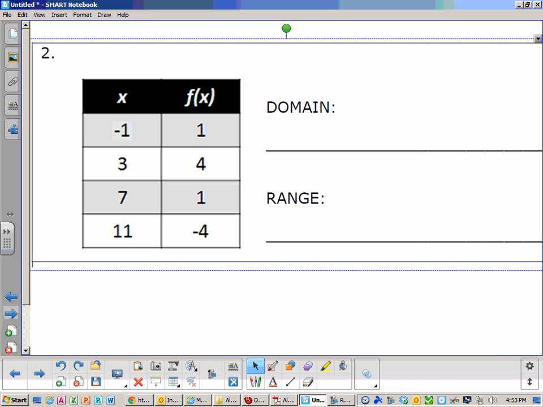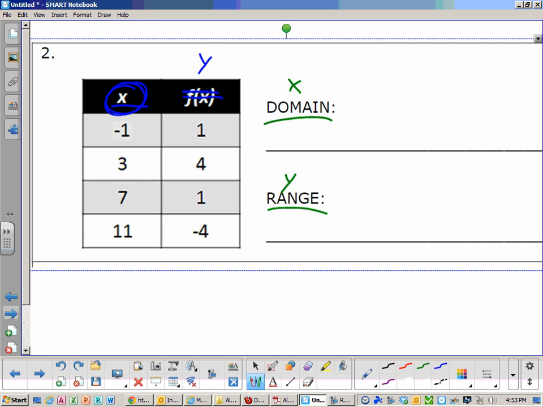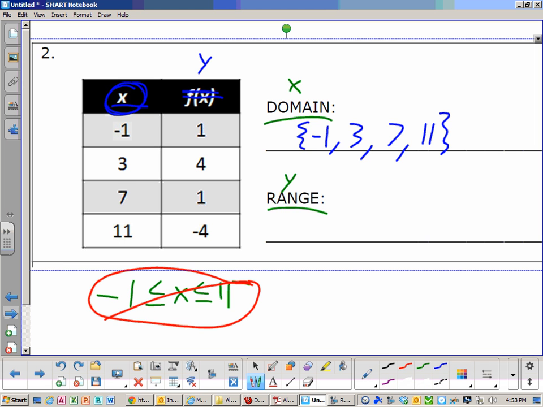Number 2. Oh, this is too easy. Well, we said earlier, domain and range. Domain stands for x, range stands for y's. Another word for f of x, by the way, is y. Your x's are quite obvious. What are your x's? Use braces: -1, 3, 7, and 11. Those are all your x values. If you wrote this, it is incorrect. This is no good. And the reason why it's no good is because it's not everything in between here.